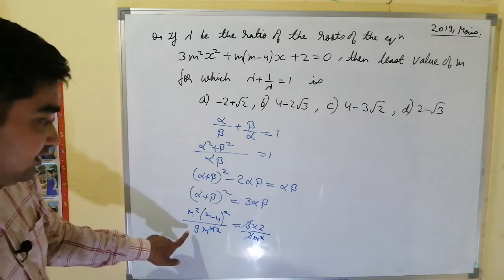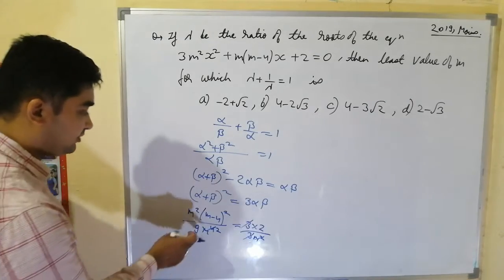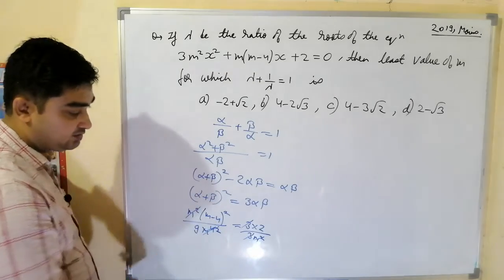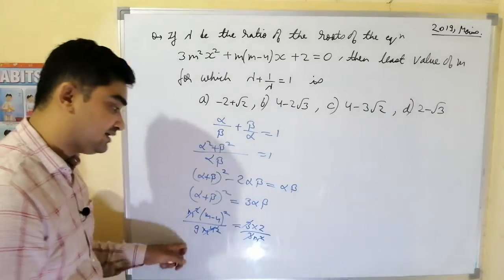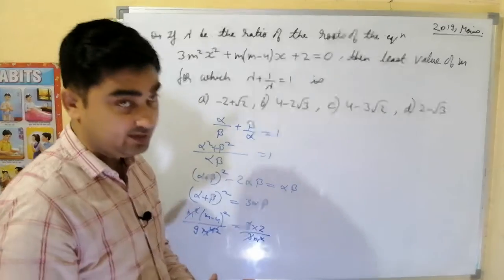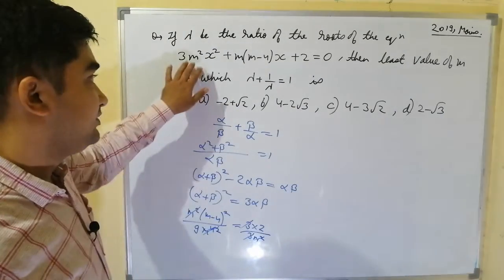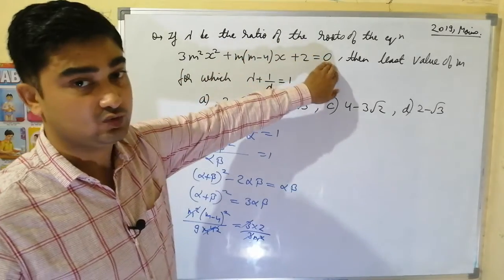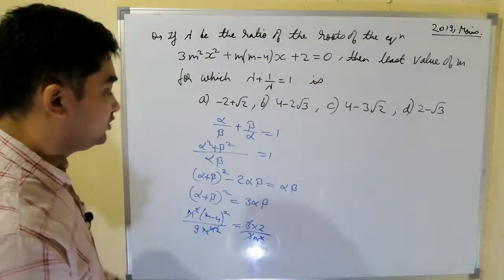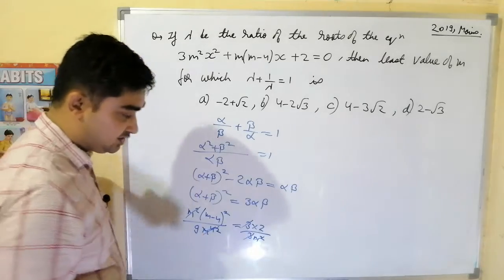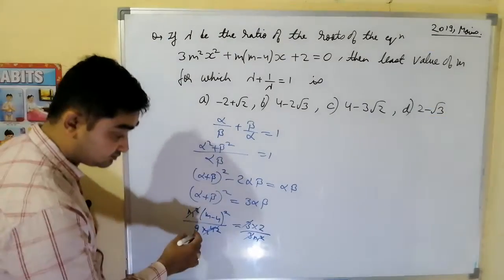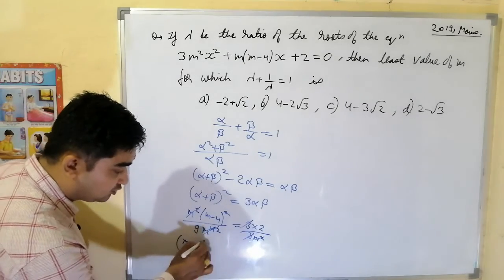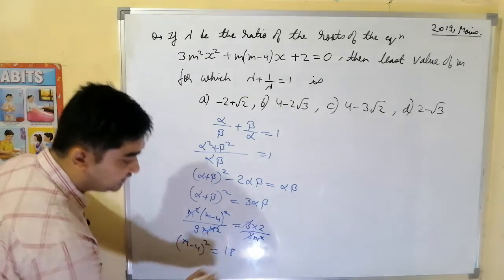Then we can cross multiply. Before that we can cancel this m square, because m cannot be 0. We are cancelling this m square because m cannot be 0. Because if m is 0, this part will become 0, this part will become 0, and we'll get 2 equal to 0. So m can never become 0. Hence you can cancel this without affecting the solution. After cross multiplying, we will have m minus 4 whole square is equal to 18.